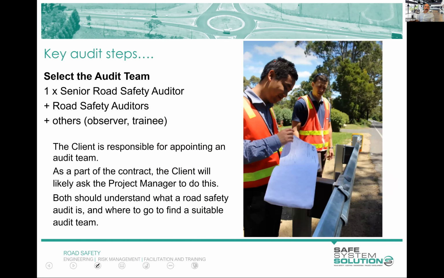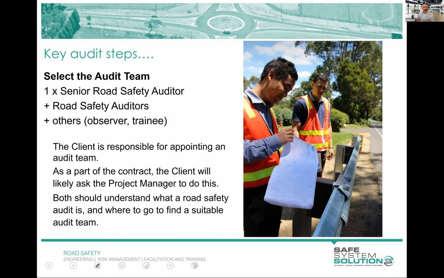So let's go through these one at a time. First thing is the selecting of the audit team. Now, the requirements are slightly different depending on the jurisdiction you're in, but I'm going to talk about what Austroads puts forward at the moment. That's that the audit team has a senior road safety auditor, a team leader as such, who is an experienced road safety auditor. A lot of jurisdictions use the term senior road safety auditor. Some use a level 3, they have different levels of auditor, but it's your experienced auditor.